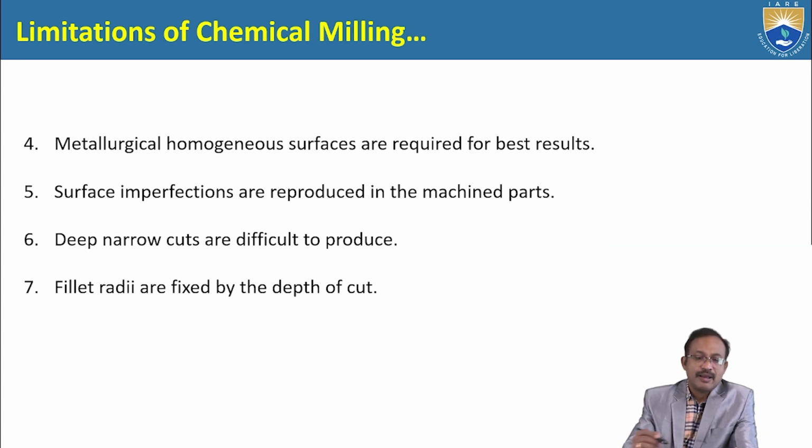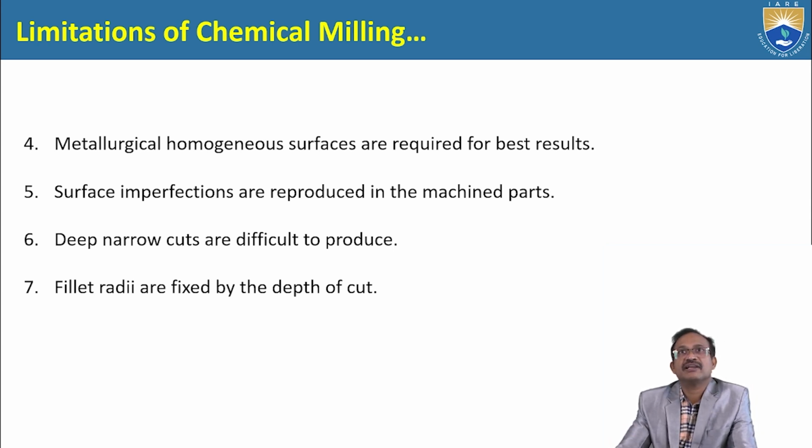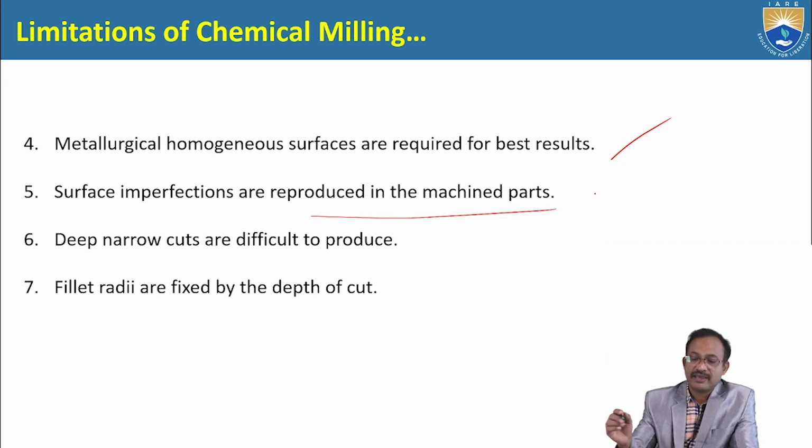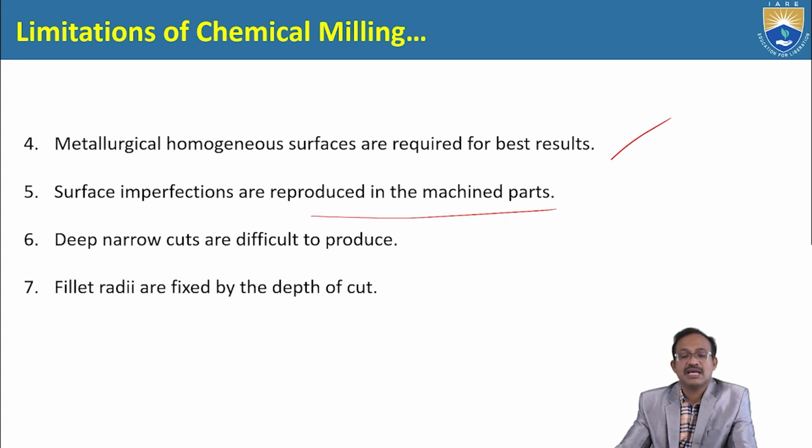Next, metallurgically homogeneous surfaces are required for best results. The material must have a homogeneous surface. Surface imperfections are reproduced in the machined parts. Deep narrow cuts are difficult to produce. Why? Because the chemical may not pass through those narrow cuts because of other physical actions like capillarity, etc.